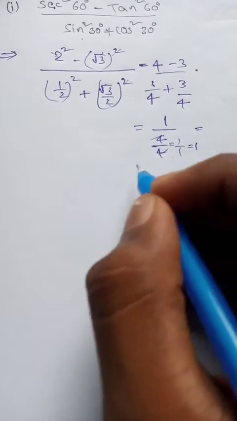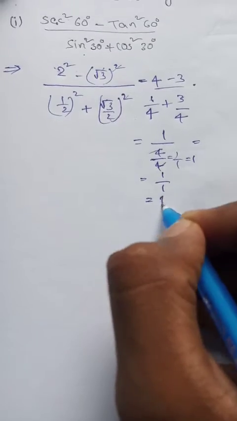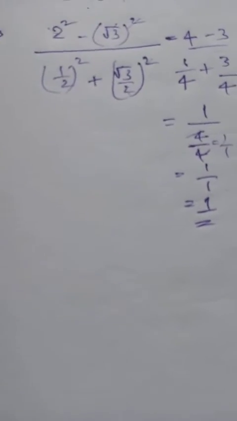That means 1 by 1 equal to 1. So 1 is the answer for this. Are you understood guys?